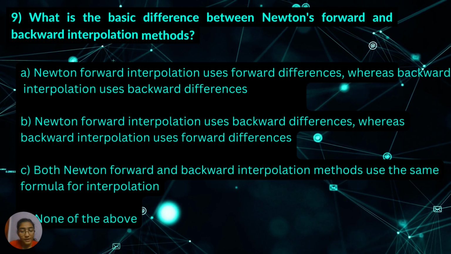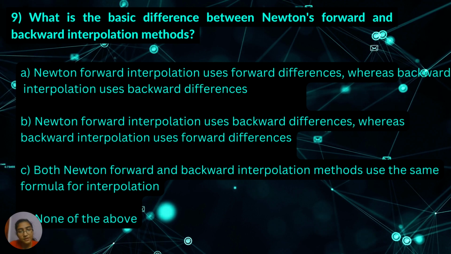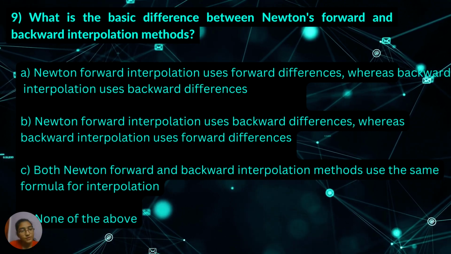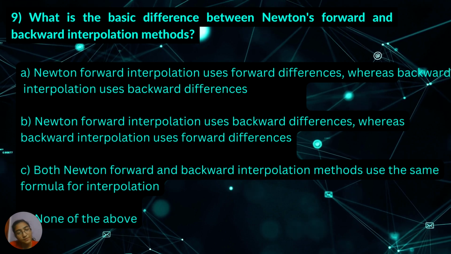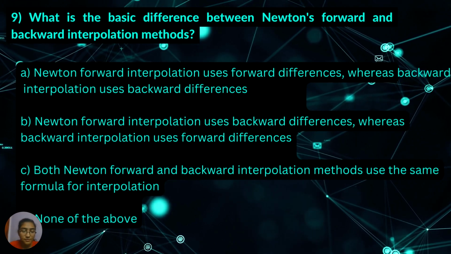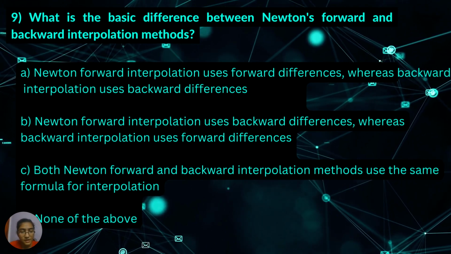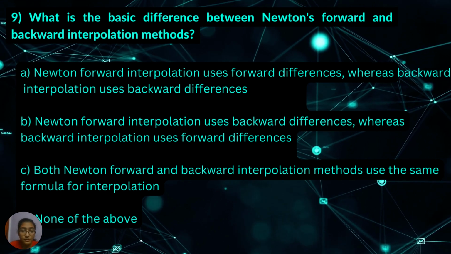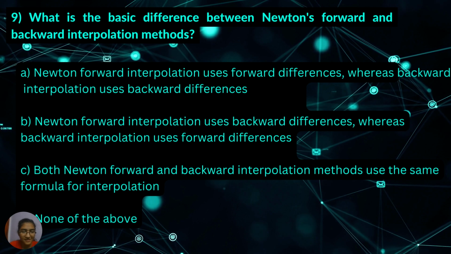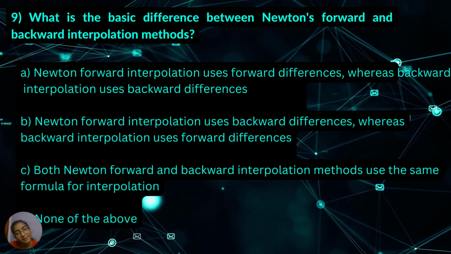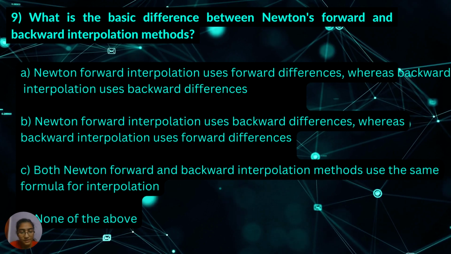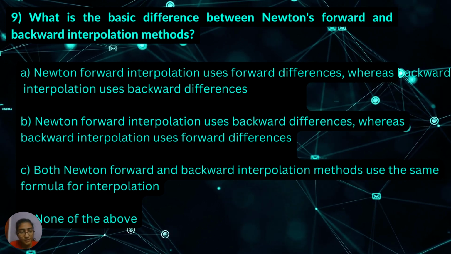What is the basic difference between Newton forward and backward interpolation method? A, Newton forward interpolation method uses forward differences, whereas backward interpolation uses backward differences. B, Newton forward interpolation uses backward differences, whereas backward interpolation uses forward differences. C, both the Newton forward and backward interpolation methods use the same formula for interpolation, or D, none of the above.